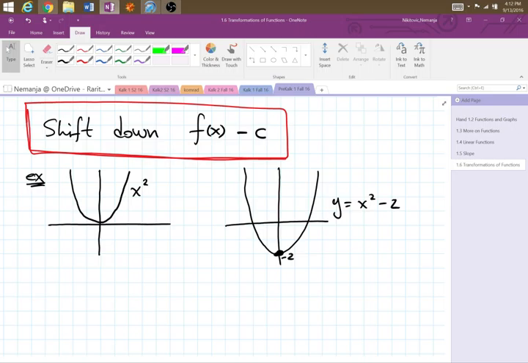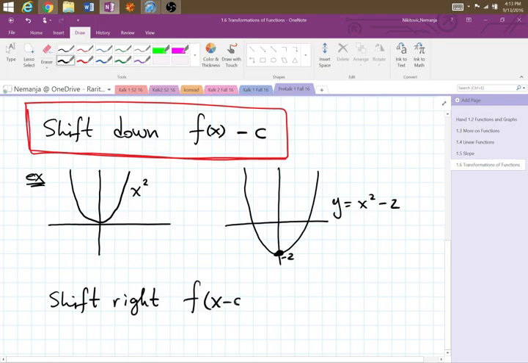So shift down is function minus c. So to move up or down, you go f of x plus or minus c. Add a value, subtract a value. So now, let's go and shift to the right. This one is going to subtract the value directly from x. So it's f of x minus c. So observe the difference between shift down, which is function minus c, and shift right, which is x minus c.